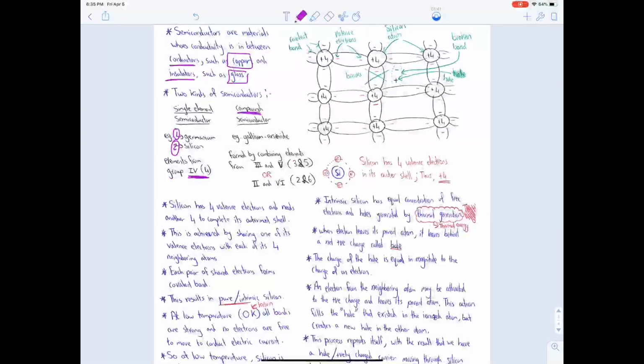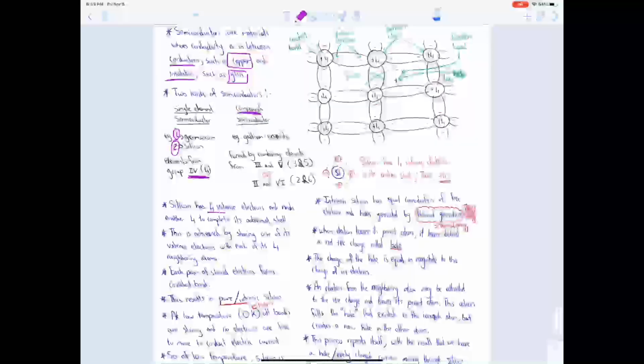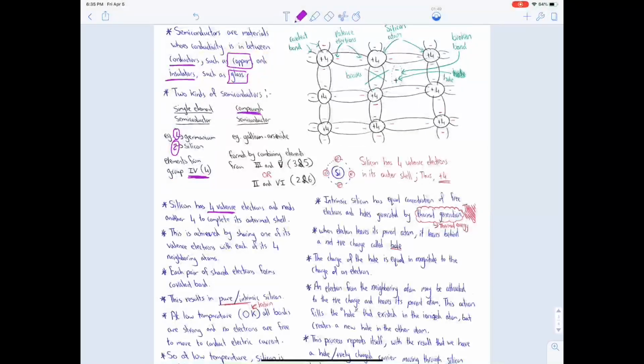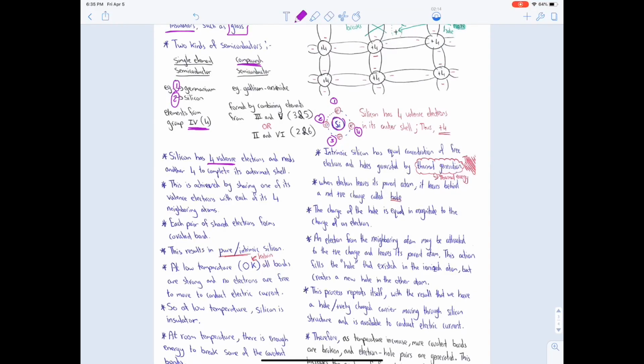Now, silicon, because it's in group number 4, has 4 valence electrons and needs another 4 to complete its outermost shell. Now, this is the silicon atom. It has 4 electrons, the first, second, third, and fourth electron in its outermost shell. In order for the atom to be stable, the outermost shell should contain 8 electrons. So silicon needs another 4 to become stable. This is achieved by sharing one of its valence electrons with each of its 4 neighboring atoms.